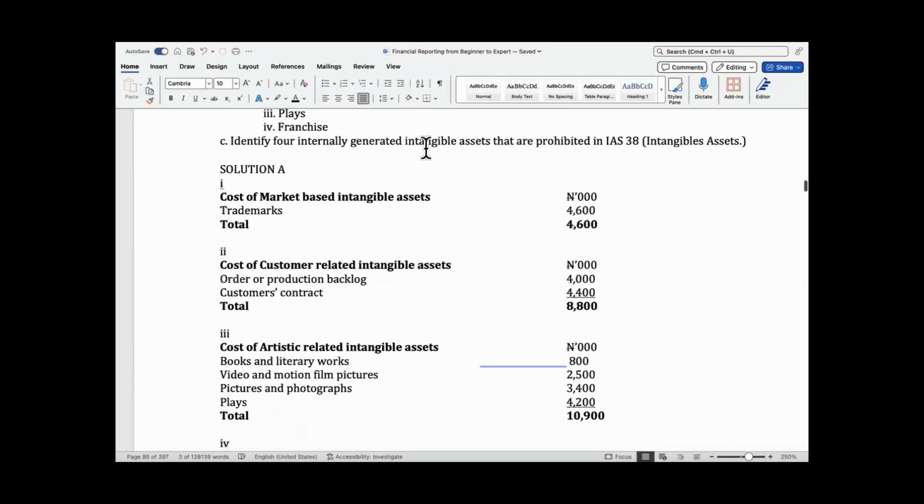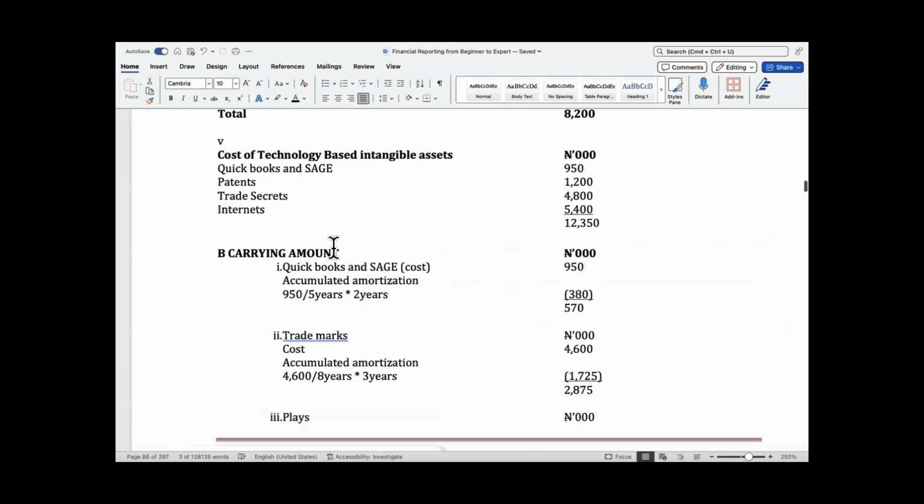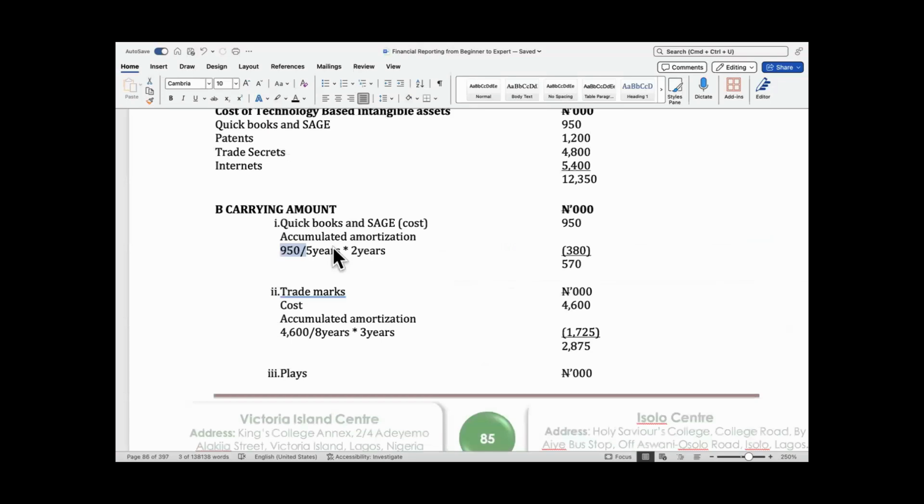So the accumulated amortization will be the cost divided by the useful life. That will give us the amortization per annum, multiplied by the years over which we have charged the amortization, which is 2 years. That gave 380. When you remove that from the 950, we have 570.